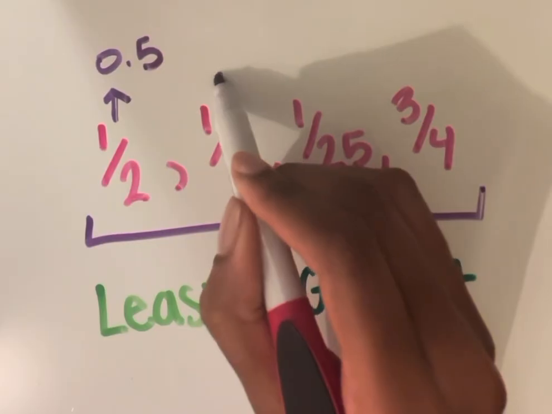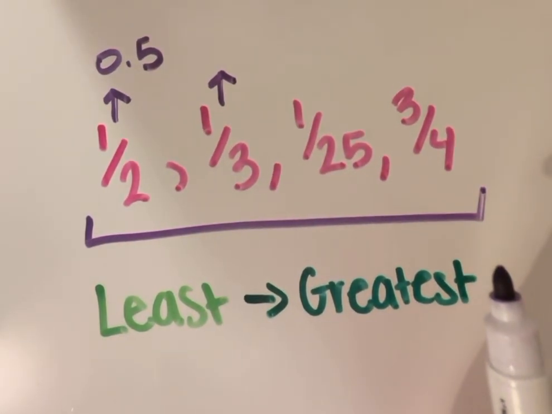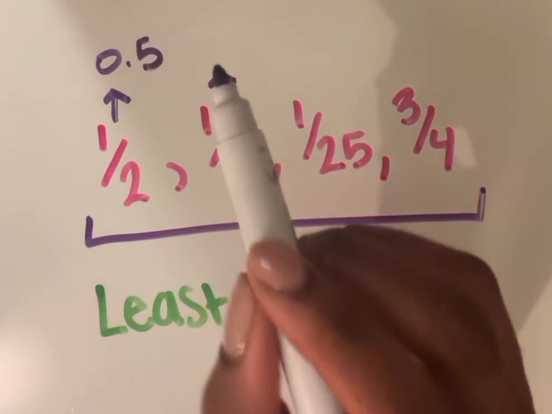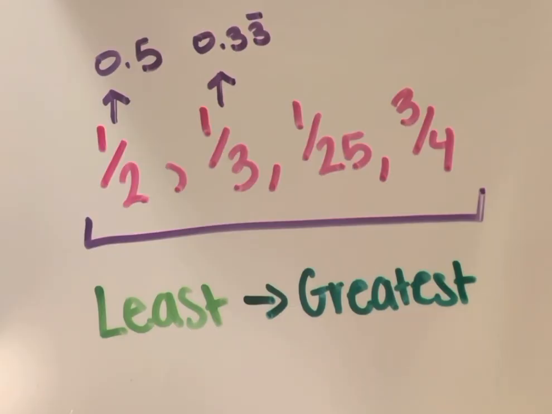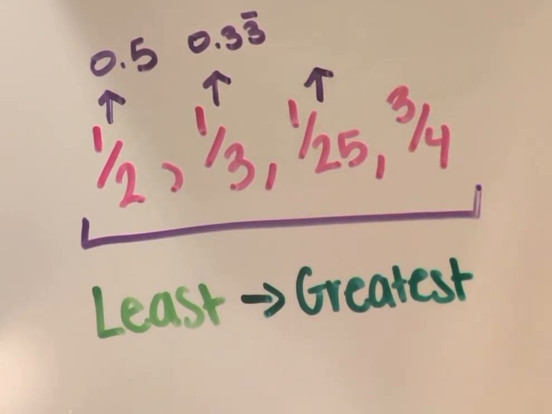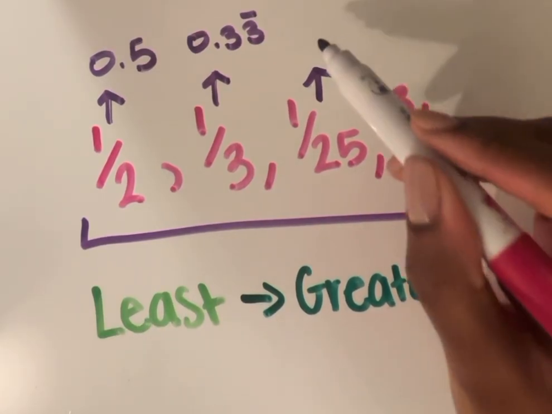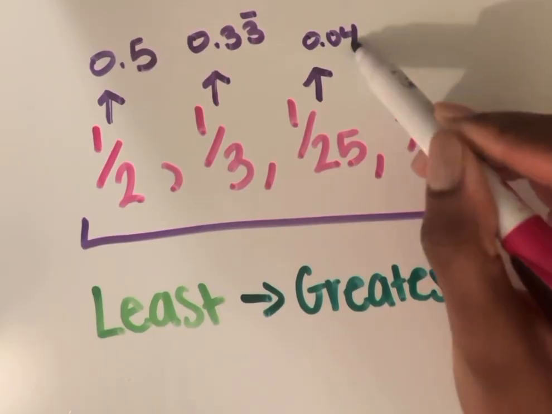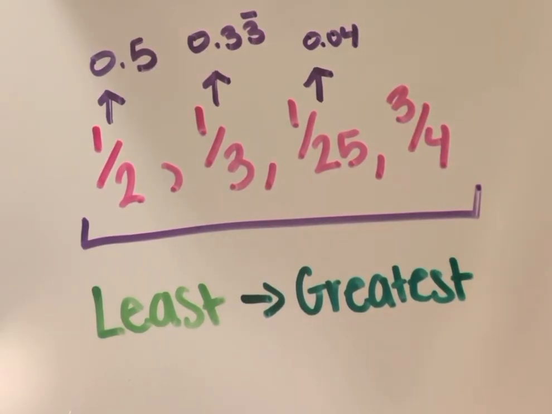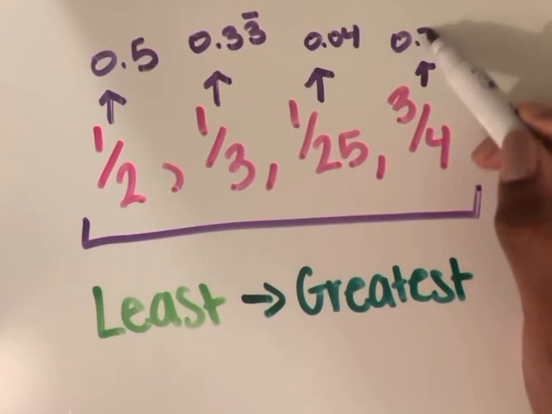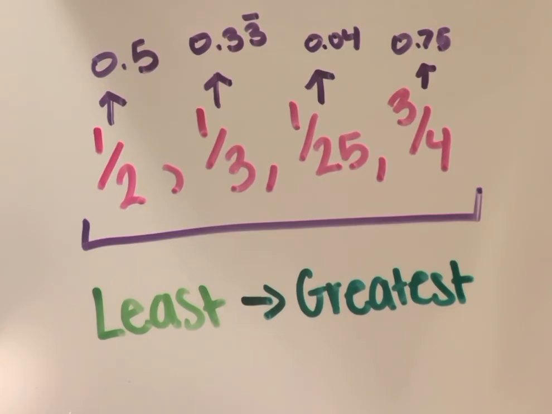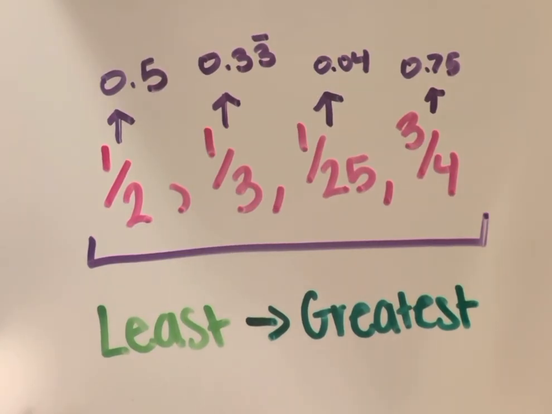When we look at 1/3, 1 divided by 3, we get 0.33 repeating. And when we look at 1/25, again, if we just do 1 divided by 25, we plug that in our calculator, we are going to end up with 0.04. Lastly, 3/4 converted to a decimal is 0.75. Now that we have our decimals, this makes it a lot easier to rank from least to greatest.